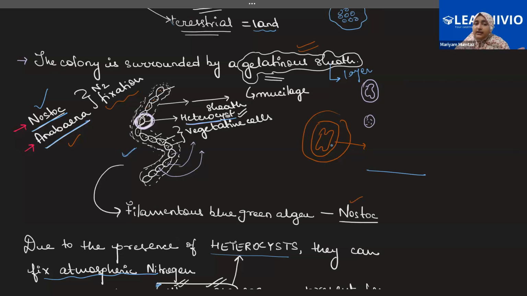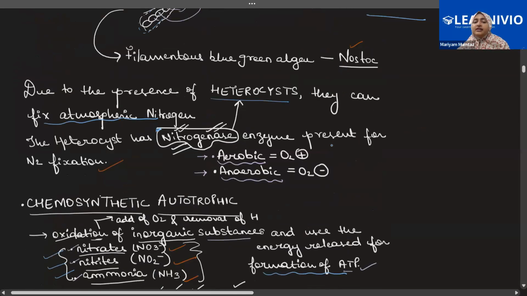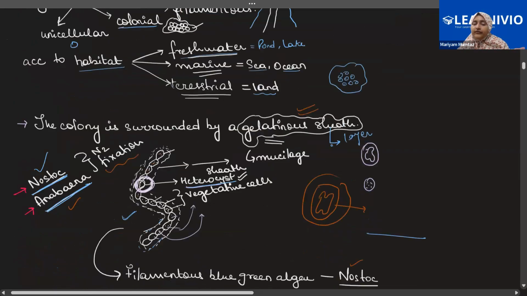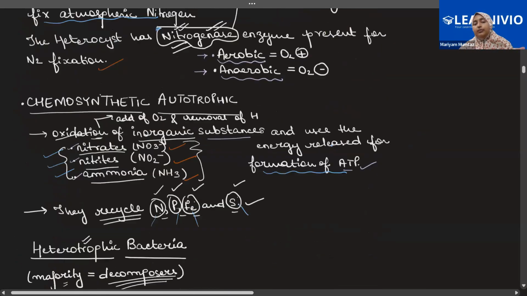Okay, now as you're seeing here also, even if we are talking about the blue-green algae, which is a filamentous shape, that is also surrounded by a gelatinous sheath. This gelatinous sheath or mucilage sheath will be present. The examples of cyanobacteria or the blue-green algae are Nostoc and Anabaena. Clear? So up until now, we have discussed the photosynthetic autotrophic mode and we have also discussed the blue-green algae.